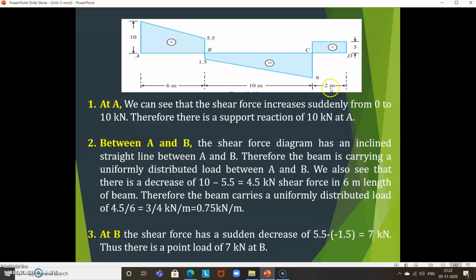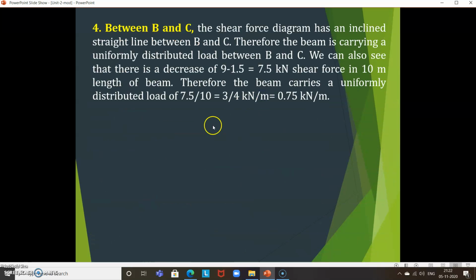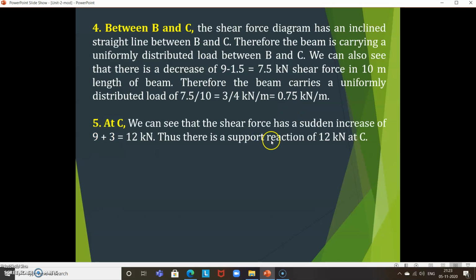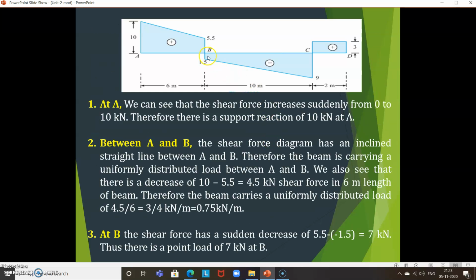Again this is load, and you have to convert it into intensity. So divided by the length. The length is 10 meters, so this is divided by 10. 7.5 divided by 10 is equal to 0.75 kilonewton per meter. So again there is one UDL of 0.75 kilonewton per meter for a distance of 10 meter.